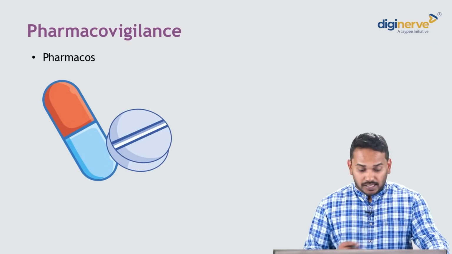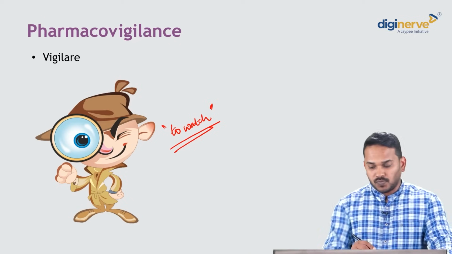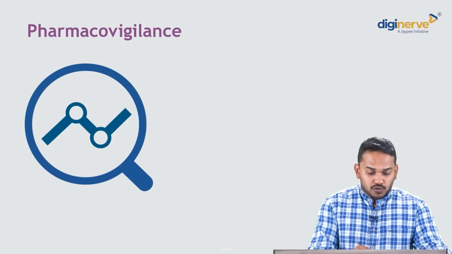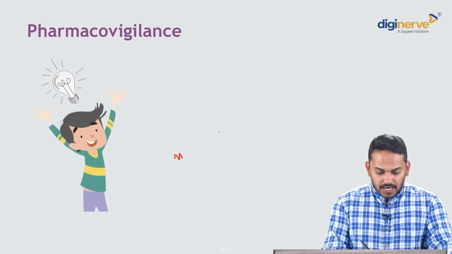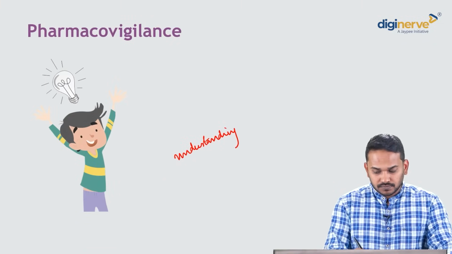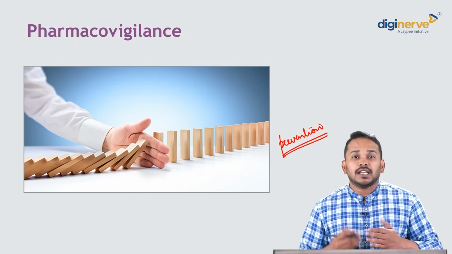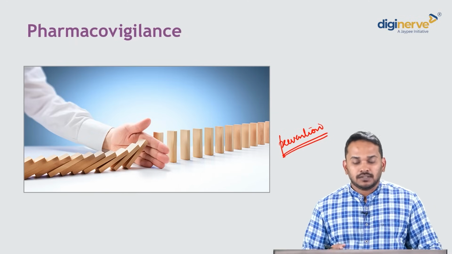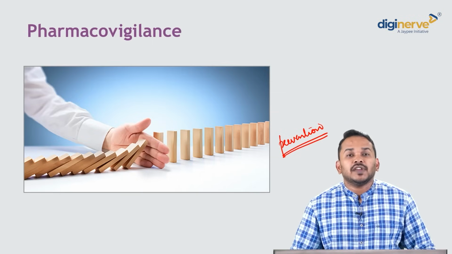So, now we will see what is pharmacovigilance. Pharmaco means something pertaining to drugs and vigilare means to watch. So, pharmacovigilance is the science and activities that pertain to detection, assessment, understanding and prevention of adverse drug reactions. Pharmacovigilance is a science and activities related to detecting, assessing, understanding and preventing adverse drug reactions.